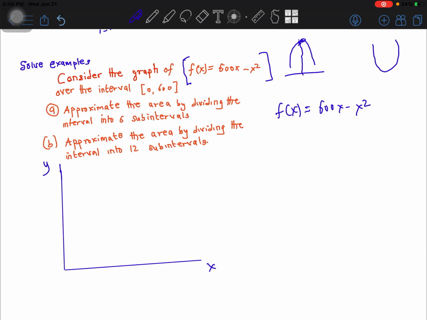So when we take the function here and put 0 inside, f of x at 0 is equal to 600 times 0 minus 0 squared, which is equal to 0. Therefore, here our value of y, f of x, is 0.